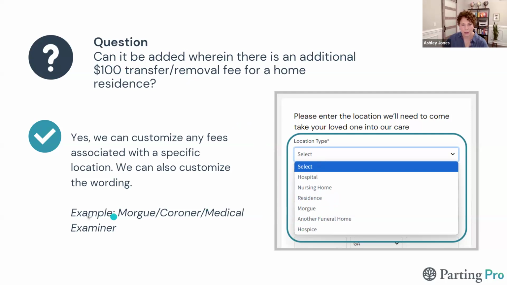And then the other thing that we can do here is just update any wording that you'd like. So morgue is a popular one that I see people customize because it's not necessarily universal. Some areas of the country use morgue, but some use coroner, some use medical examiner. So if morgue is not the right word, which is kind of our default, if you wanted that changed to coroner or medical examiner, we could also do that. We can also add additional locations or remove locations if they don't apply for you. So yes, absolutely, we can do that.